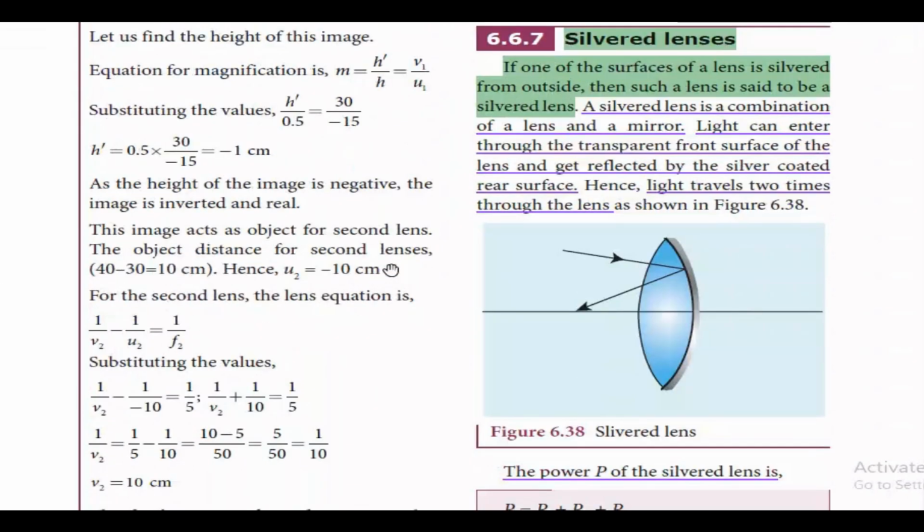Now let us study what is a silvered lens. If one of the surfaces of a lens is silvered from outside, then such a lens is said to be a silvered lens. A silvered lens is a combination of a lens and a mirror. Light can enter through the transparent front surface of the lens and get reflected by the silver coated rear surface. So light will travel 2 times through the lens, which is as shown in this diagram.